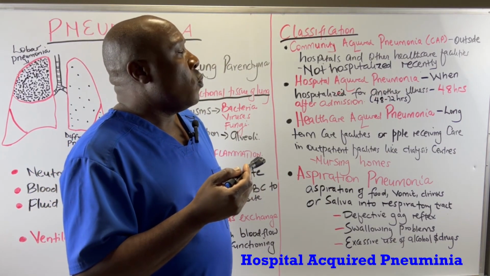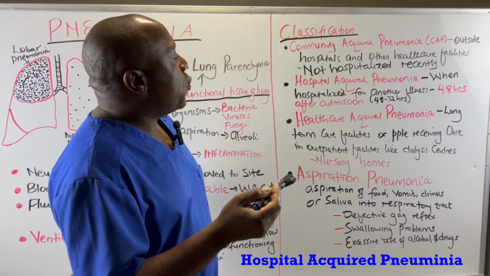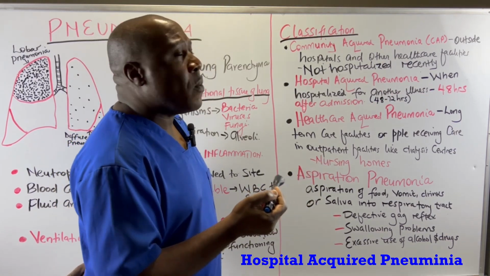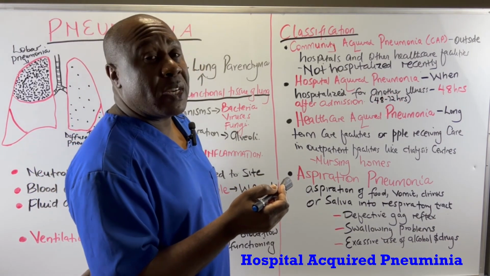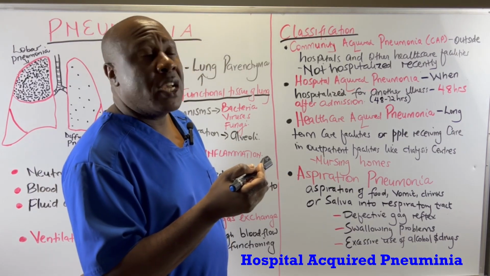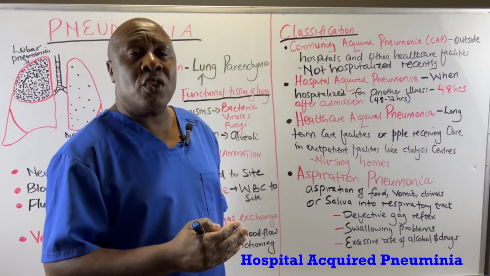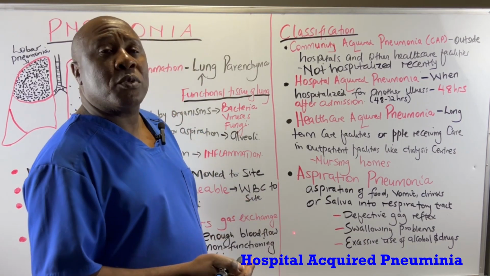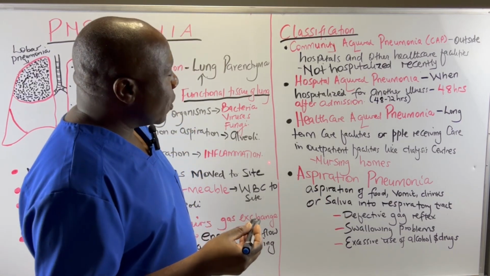And then we have hospital-acquired pneumonia. This is pneumonia which is contracted when a person is hospitalized for another illness, and it normally occurs after 48 hours of admission. So between 48 and 72 hours of admission, you contract pneumonia in the hospital. That is hospital-acquired pneumonia: pneumonia contracted when a person is hospitalized for another illness. It normally occurs between 48 to 72 hours after admission.